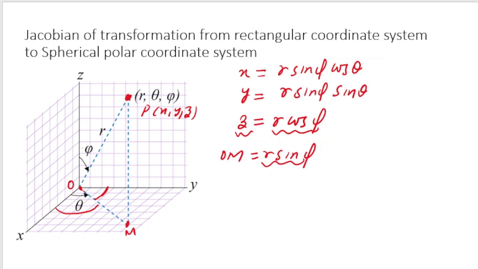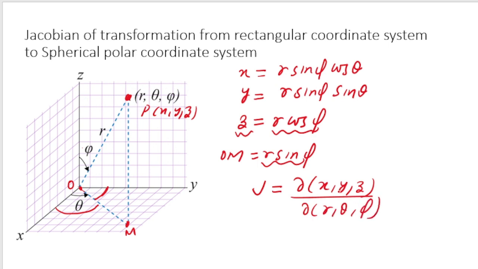Now I have a homework problem for you. The homework problem is that you have to calculate J, that is the Jacobian of transformation, from x, y, z to r, theta and phi. If you have understood this, you have already mastered a lot of different concepts.